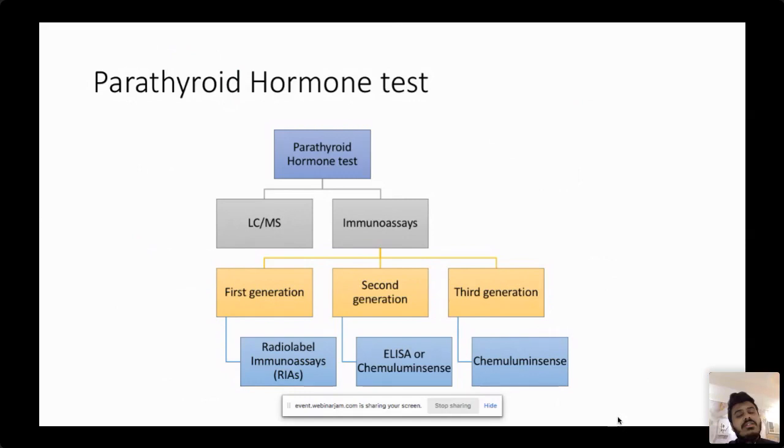In the market, we have 3 generations of parathyroid hormone tests. The first generation detects parathyroid hormone using radiolabel immunoassay technology. The second generation detects parathyroid hormone using a more advanced technique or technology such as ELISA or chemiluminescence. The same thing with the third generation.